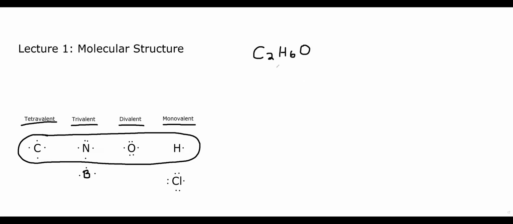Let's go back to our formula here, C2H6O. How do we put together a molecule using these atoms? We're going to start just by taking an atom of carbon. Let's draw it in red. I'm going to draw the valence electrons out like this. We have 4 valence electrons around this carbon.